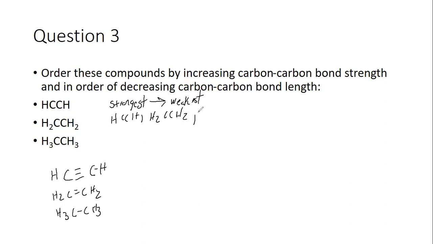So when doing questions like this, make sure you understand what is decreasing, what's increasing, right? So if I'm doing increasing bond length, then it's actually going from the shortest to the longest. And that's actually the same order there. So shortest to the longest for increasing bond length would be triple, double, single. Decreasing bond strength from strongest to weakest would be triple, double, single. All right. Any questions about our bond lengths there?